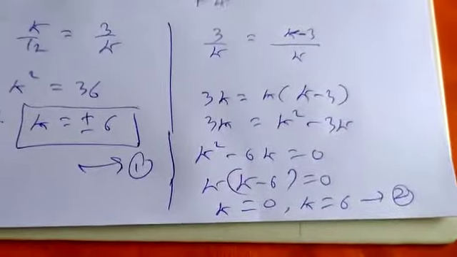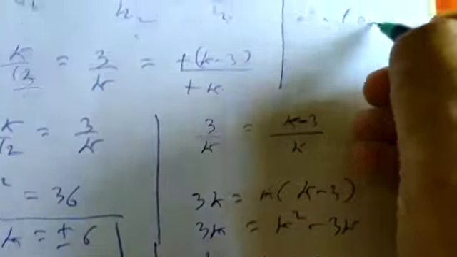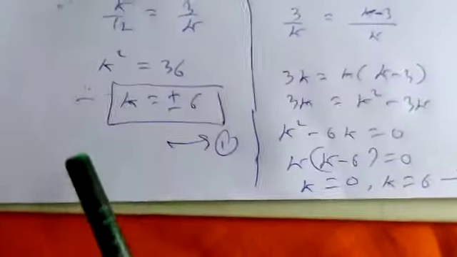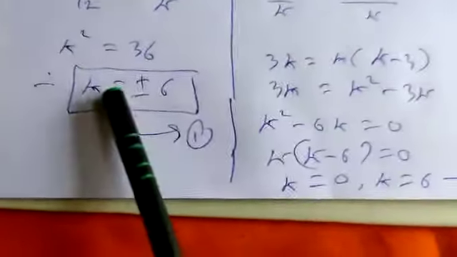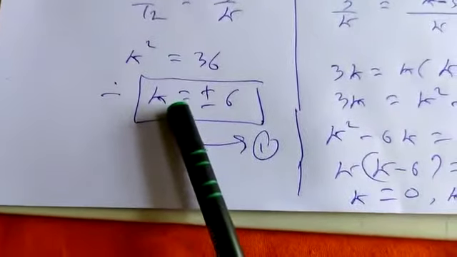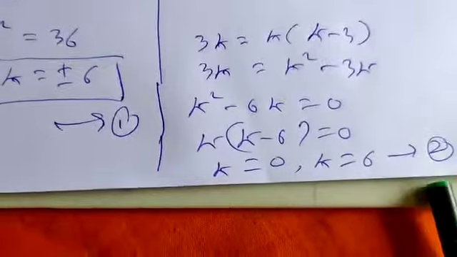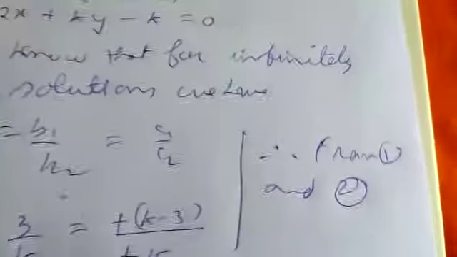So what we can say? Therefore from 1 and 2, you can see you have to take that value which is common in both. So here we are having k equal to plus 6 as well as minus 6, and here we are having k equal to 0 and k equal to 6. So what is common in both 1 and 2? That is 6. Therefore k equal to 6 is the correct answer.